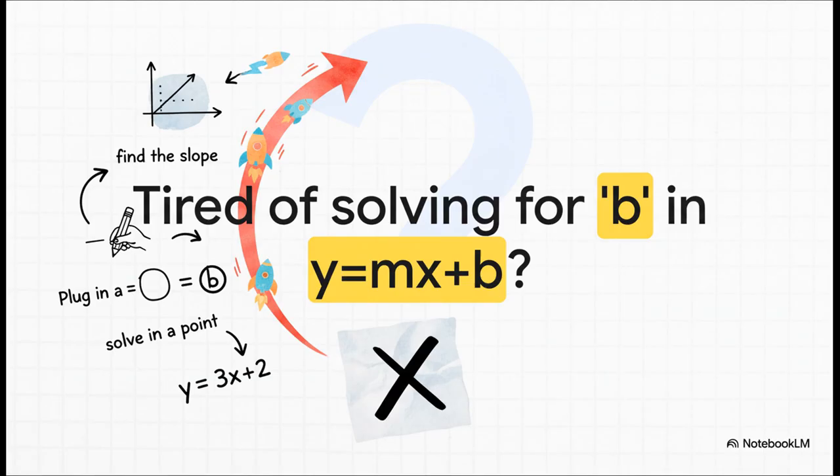That whole song and dance of finding the slope, plugging in a point, grinding through the algebra to solve for b, and then rewriting the whole equation all over again? It's a process. And honestly, it's kind of slow. What if we could just skip most of that?